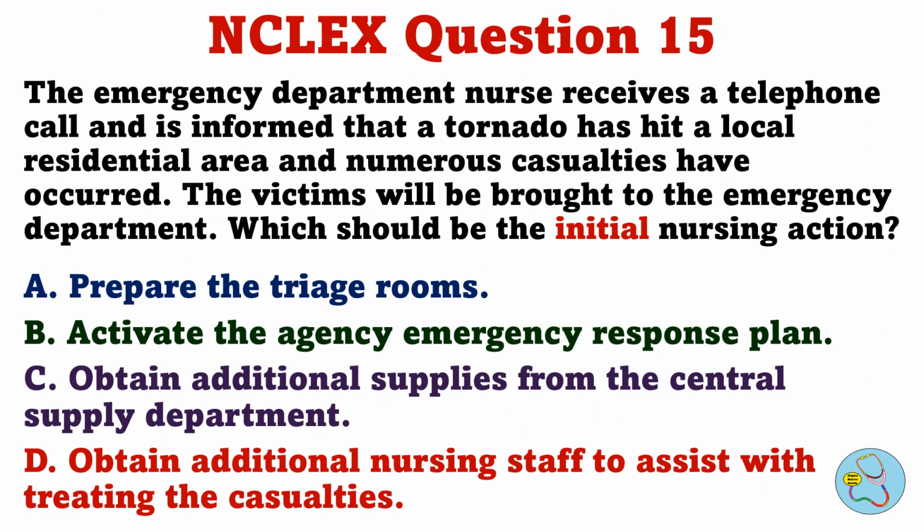The emergency department nurse receives a telephone call and is informed that a tornado has hit a local residential area and numerous casualties have occurred. The victims will be brought to the emergency department. Which should be the initial nursing action? A. Prepare the triage rooms. B. Activate the agency emergency response plan. C. Obtain additional supplies from the central supply department. D. Obtain additional nursing staff to assist with treating the casualties.